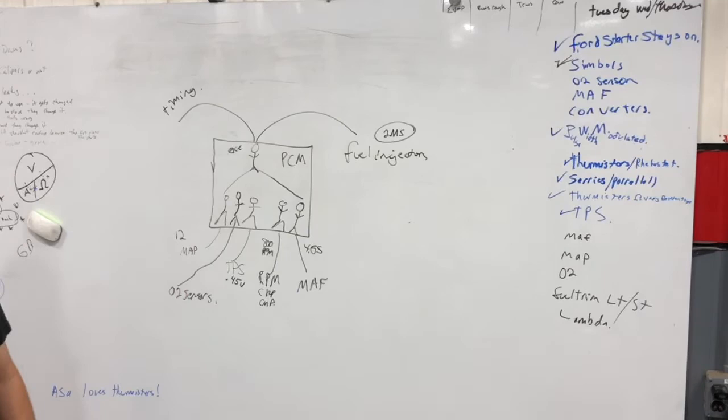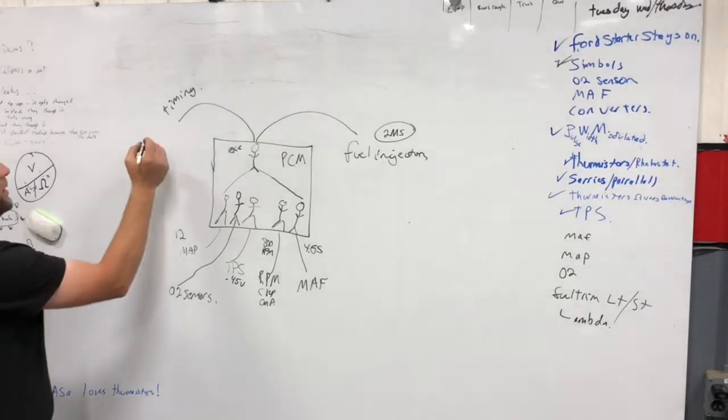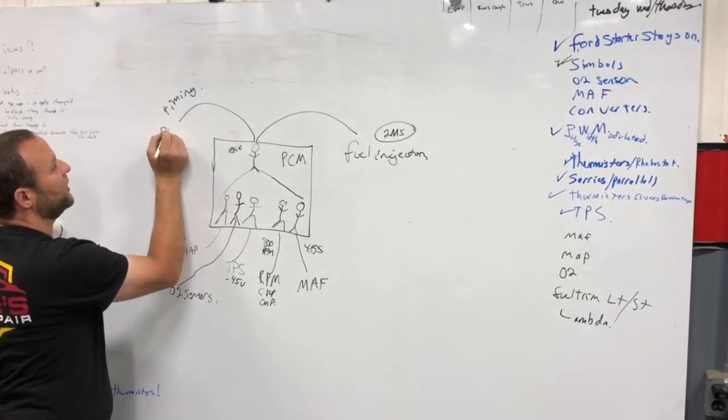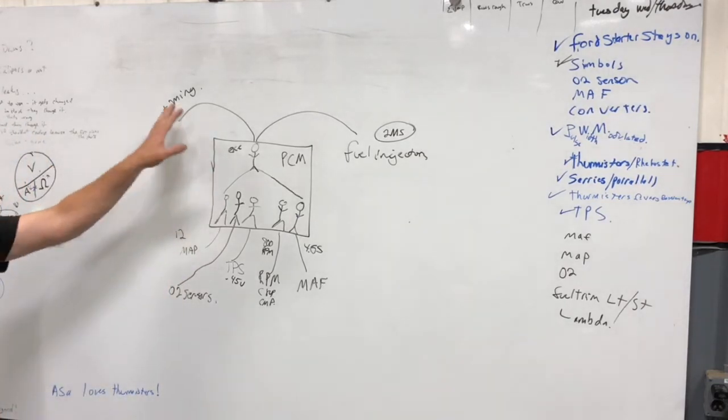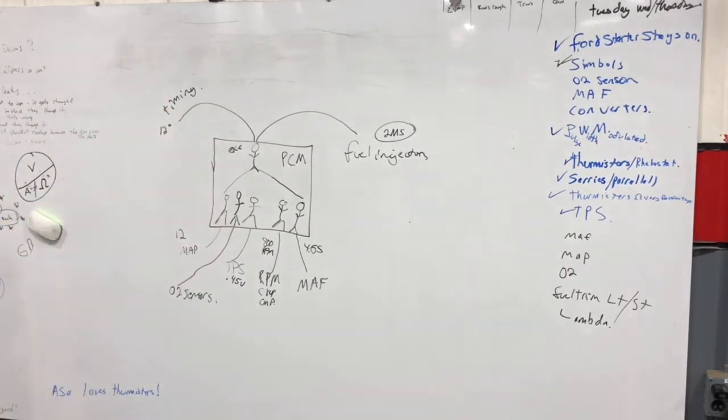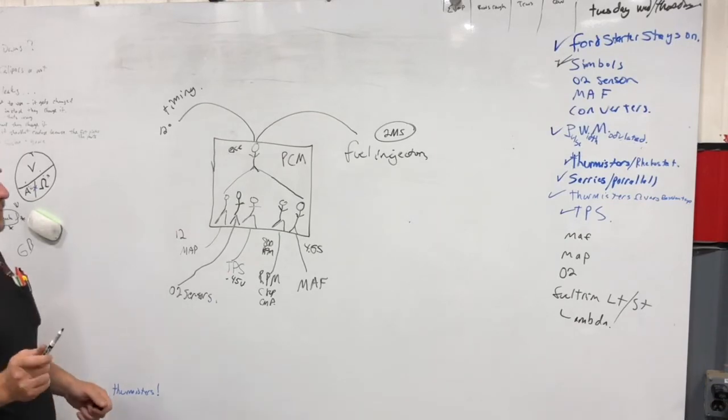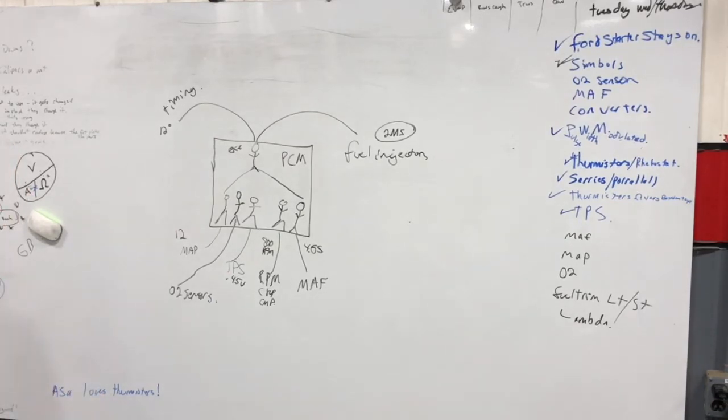Okay, make sense? Now I'm gonna run 12 degrees of timing. He makes decisions, goes out. So, kind of backtracking a little? Yeah.